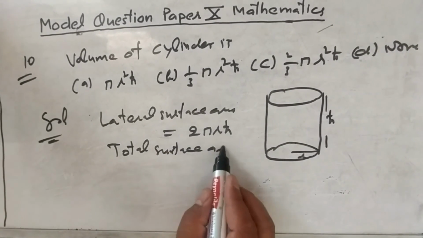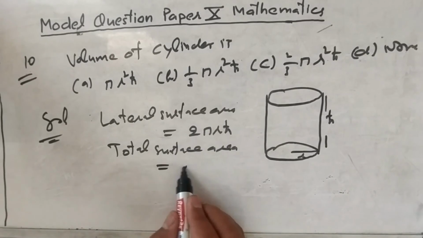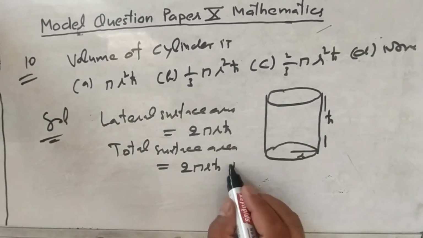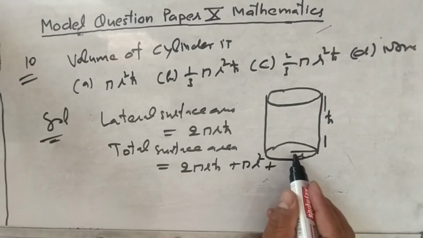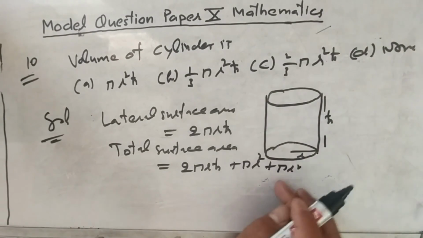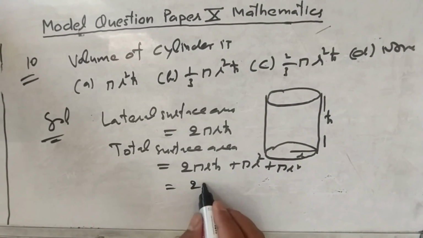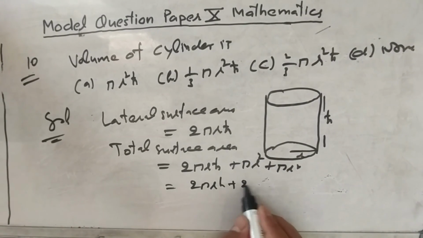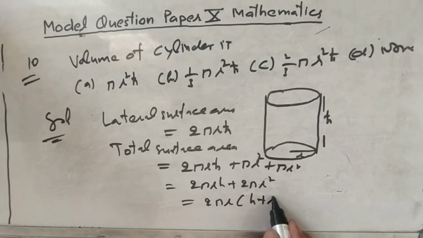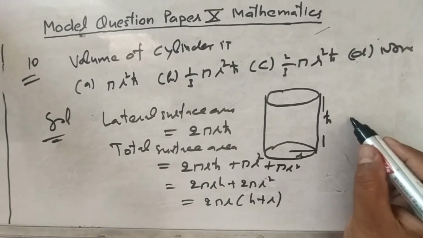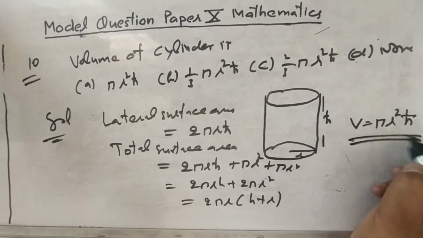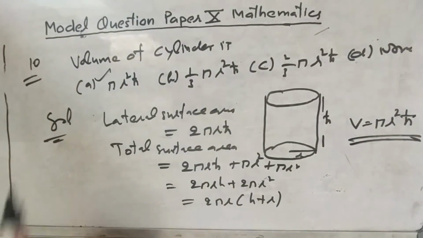Total surface area. This is 2 pi r h, this lateral, plus pi r square, plus pi r square. There are two circles, one top, another bottom. So you can say this is 2 pi r h plus 2 pi r square. You can take 2 pi r common, so here you get h plus r. As far as the volume is concerned, children, this is pi r square h, the volume of a cylinder. So the answer to this part is A.